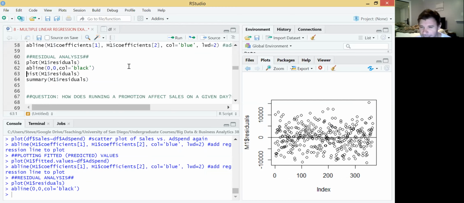And it's kind of hard to see how the residuals are distributed. It doesn't look like there's a clear pattern of the residuals changing in any way as we move across observations. So we don't really have heteroscedastic error to deal with here.